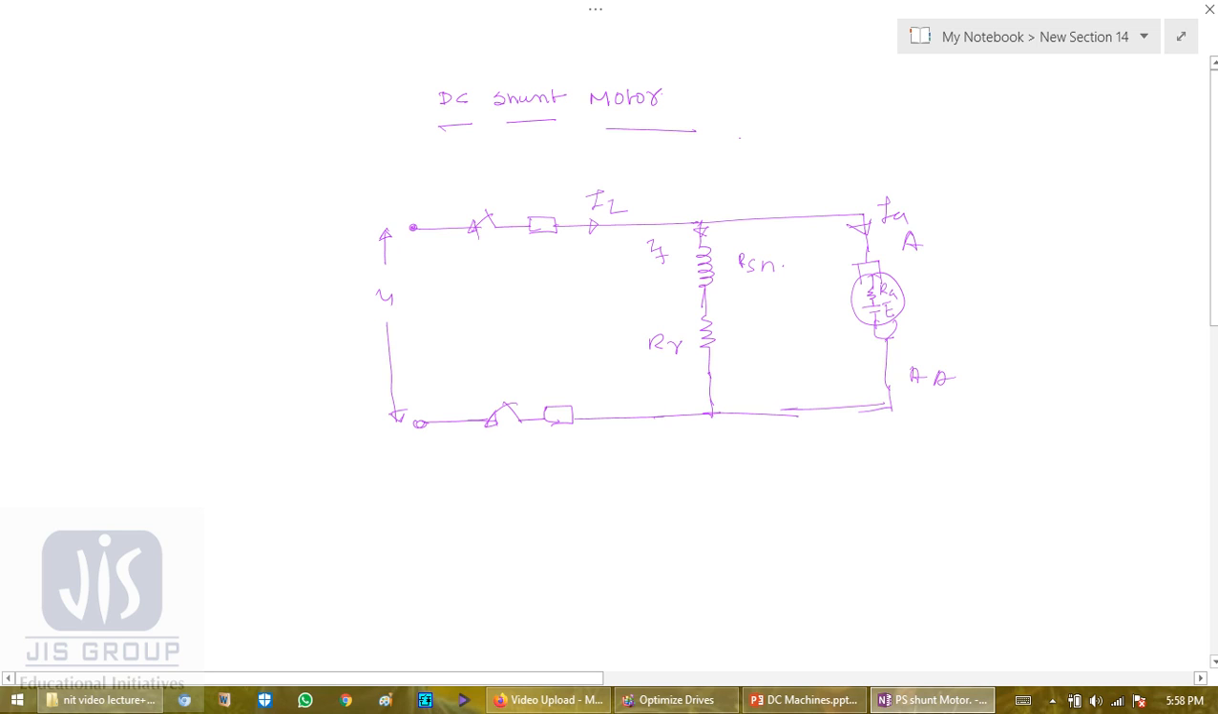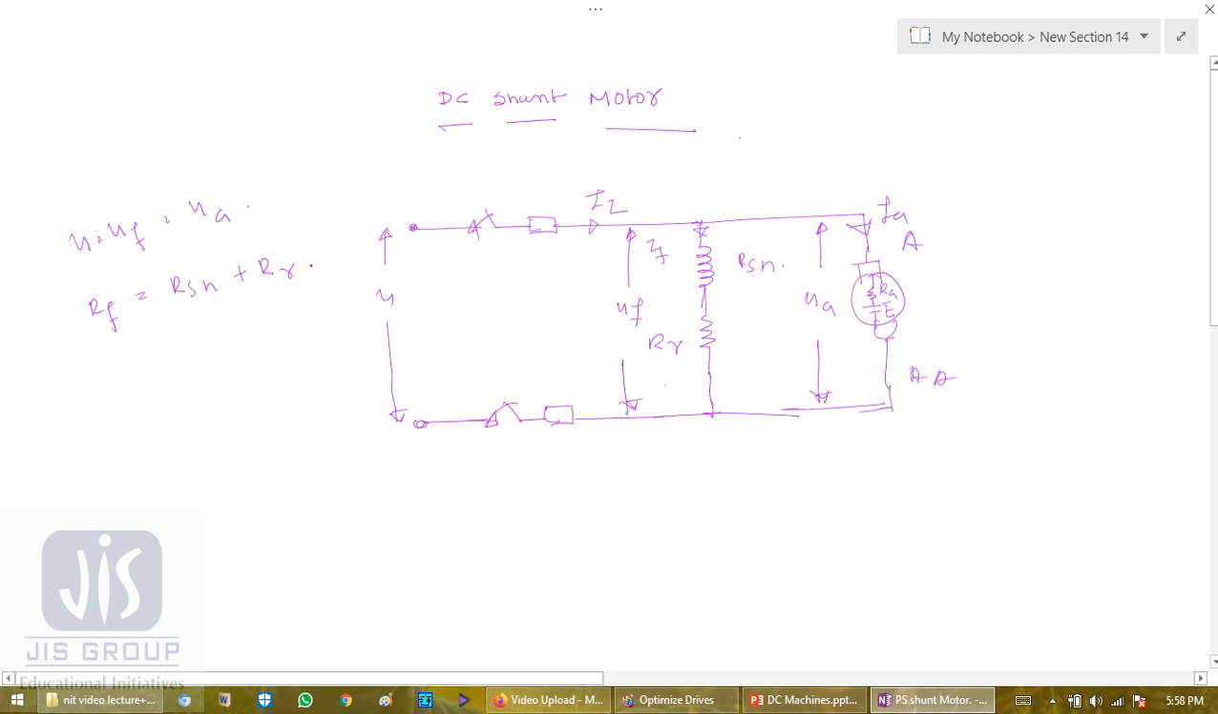The drop across armature is UA. Okay, the drop across field is UF. So you can write U equals UF equals UA. RF equals again RSH plus RR.